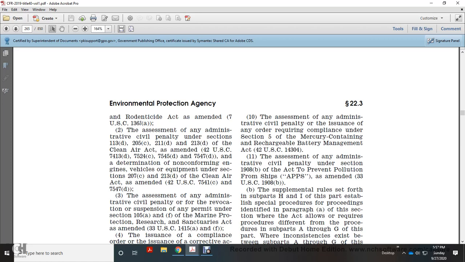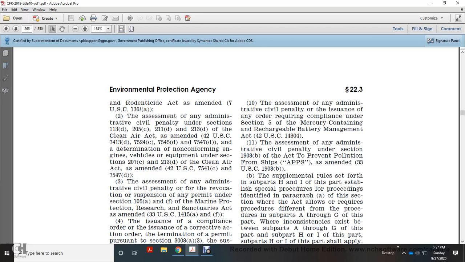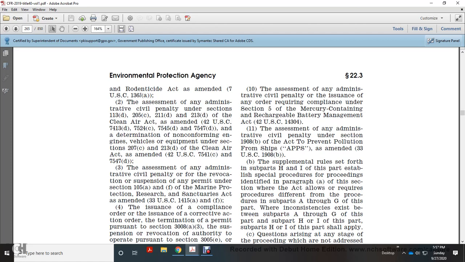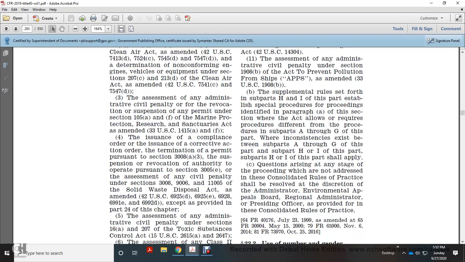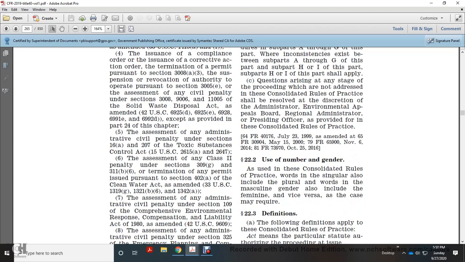Supplemental rules set forth in Subparts H and I of this part establish special procedures. Where a procedure in Subparts H and I is inconsistent with the procedures in Subparts A through G, Subparts H and I shall apply. Questions arising in any proceeding which are not addressed in the consolidated rules of practice shall be resolved at the discretion of the Administrator, Environmental Appeals Board, Regional Administrator, or presiding officer, provided within these consolidated rules of practice.